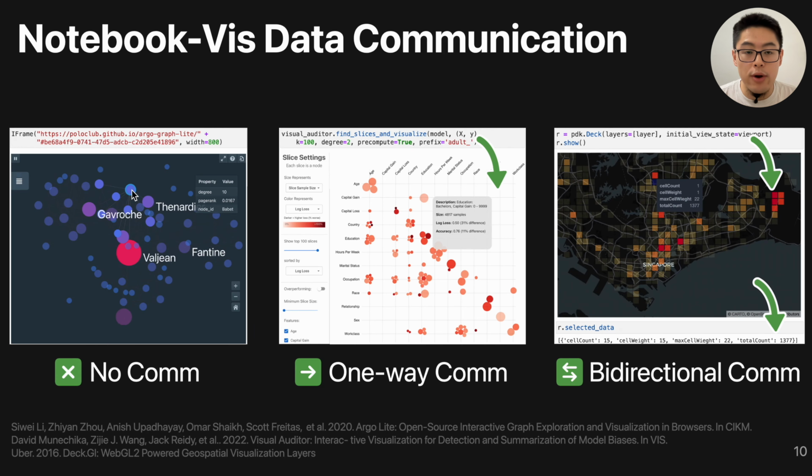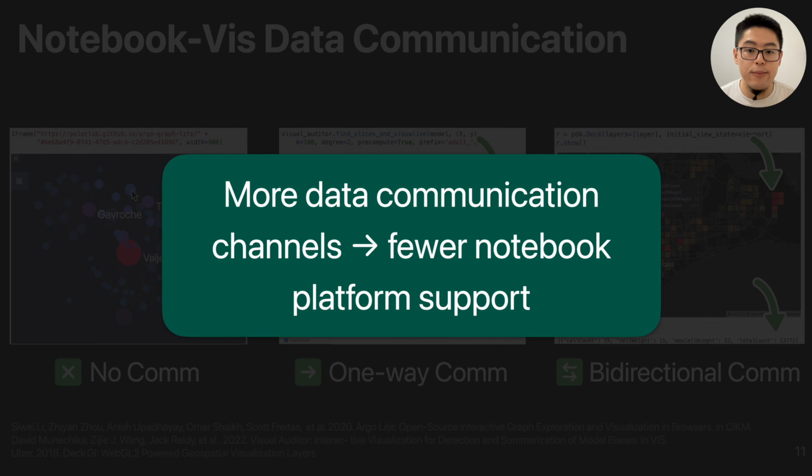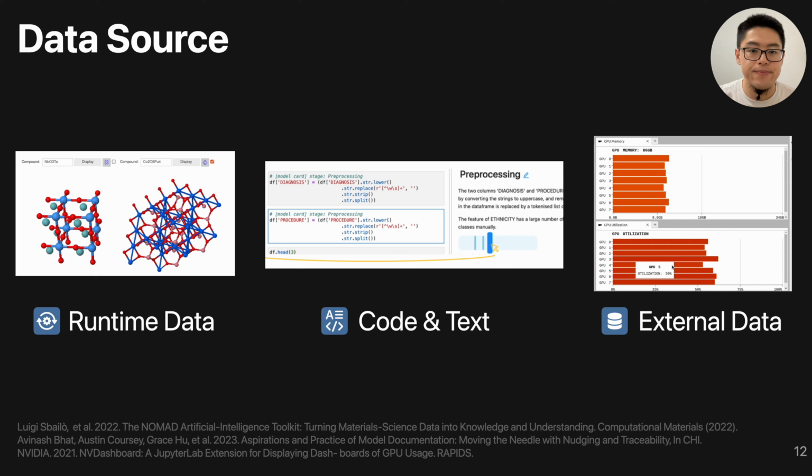Then we look at notebook visualization data communication. We look at different ways the user can pass data from notebook environments to the visualizations. Some tools do not use communication. They load data from external sources. Many tools use one-way communication, so you can pass data from the notebook to the visualization. Also, a few tools have two-way or bidirectional communication, so you not only can pass data from the notebook to the visualization, you can also pass data from the visualization to your notebook. Also notice that supporting multiple data communication channels means you can support fewer notebook platforms. So there is a balance and trade-off there.